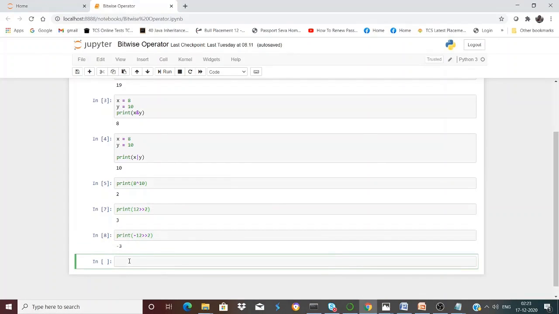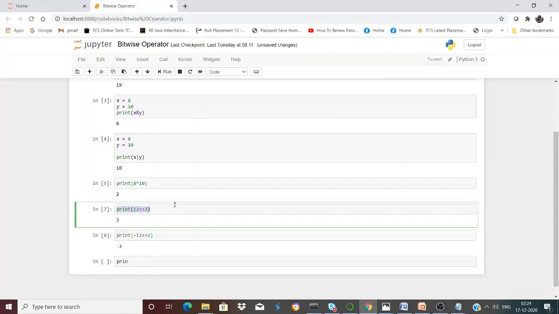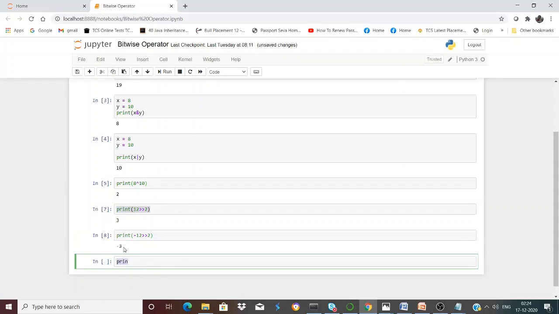The next operator that we are going to discuss is the bitwise left shift operator. Similar to the bitwise right shift operator, the left shift operator shifts the bits to the left, and how many places the bits will shift again depends on the value of the second operand. So let's again take this value 12, or let's copy it and paste it here, and instead of right shift, now we will use left shift.